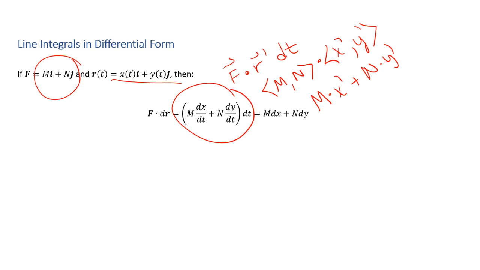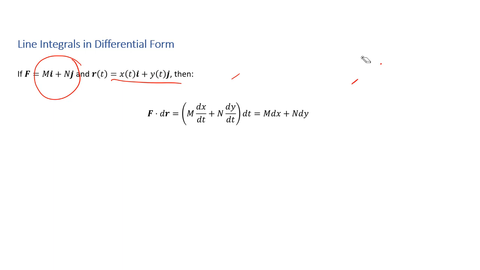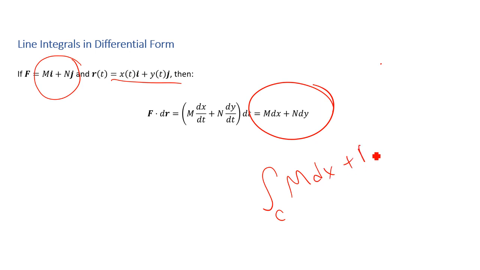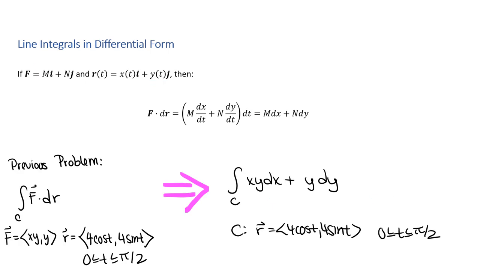We're going to get M times, I just wrote it in Leibniz form, dx dt plus N times dy dt, and then dt. You can think of it as canceling the t's out, and you can rewrite this in a differential form. Let me erase some of this and make more room. This simplifies all the way down to M dx plus N dy. So if you see a line integral asking you to compute M dx plus N dy, it is the same thing as computing F dot dr. They mean the exact same thing. It's just another way that the problem might be worded.